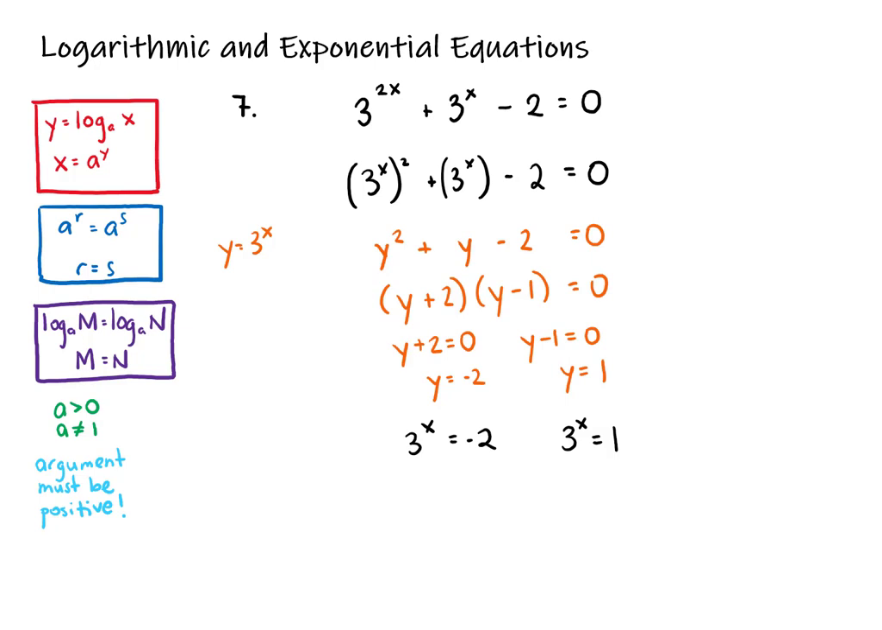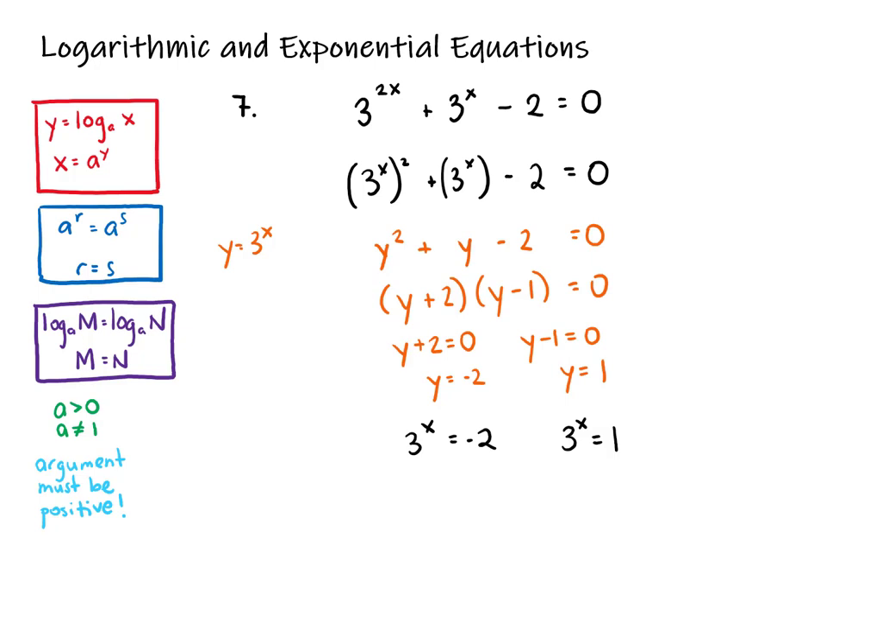Now the domain of exponential problems is all real numbers, meaning my variable in the power can be all real numbers. But the range of exponential problems is positives. And when I see this, I notice that that's not positive. I get 3 to the power of x is negative 2, and there's no power that you can take this to make it negative.